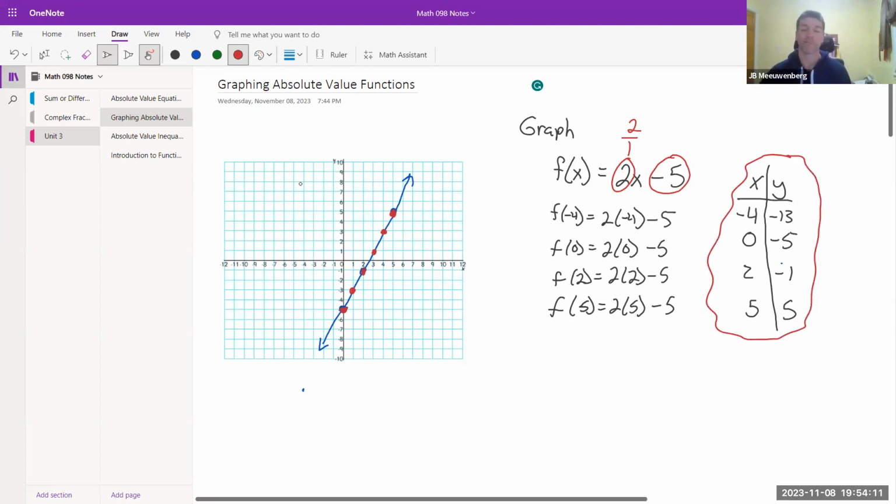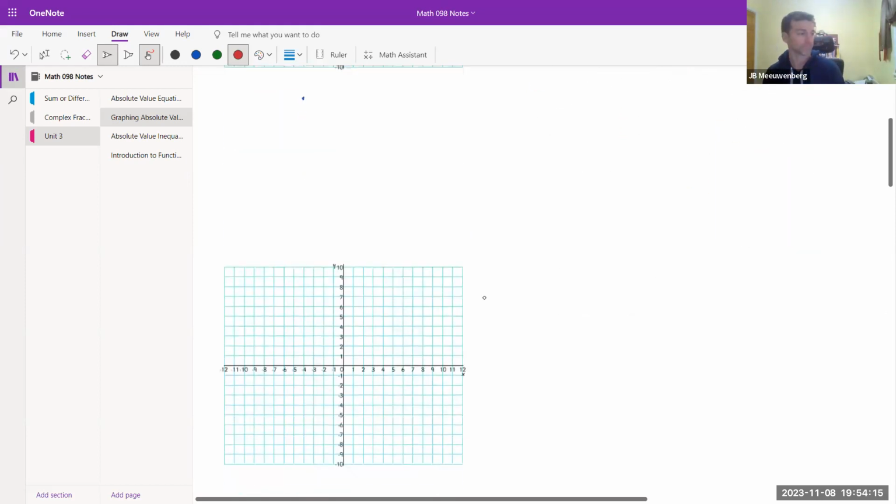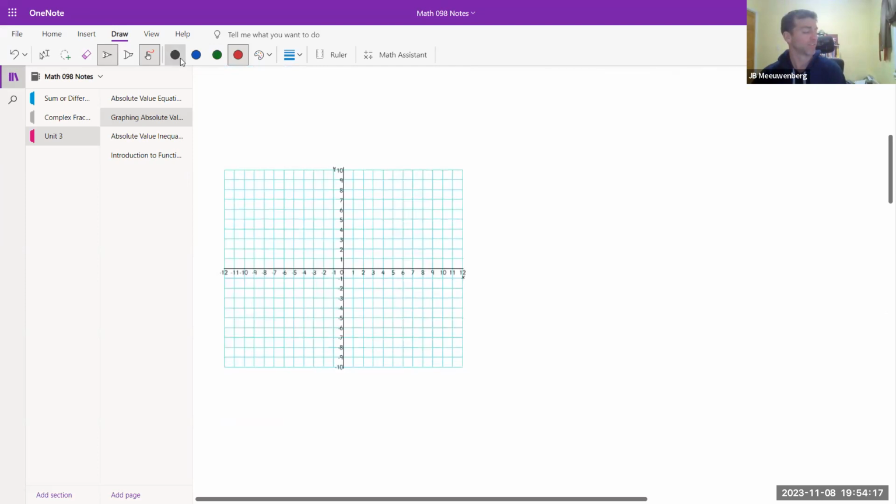Now we're going to move on to graphing absolute value functions. So let's start with the most basic of absolute value functions. Graph f of x is equal to the absolute value of x. Now, what I would challenge you to do is pause this and see if you can figure out what this might look like. I'm going to keep going.